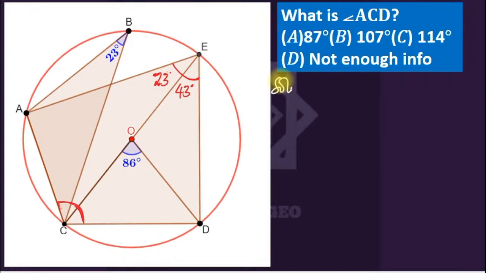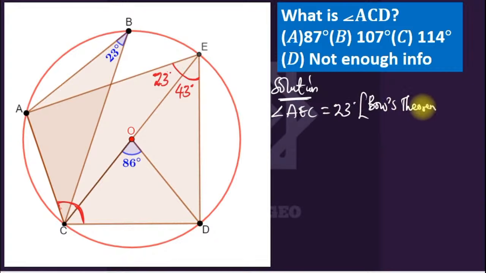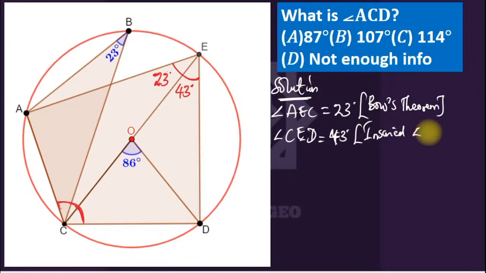So the first thing we'll notice is that angle AEC is 23 degrees based on the bow theorem. So that angle CED is 43 degrees. Why? Inscribed angle theorem.